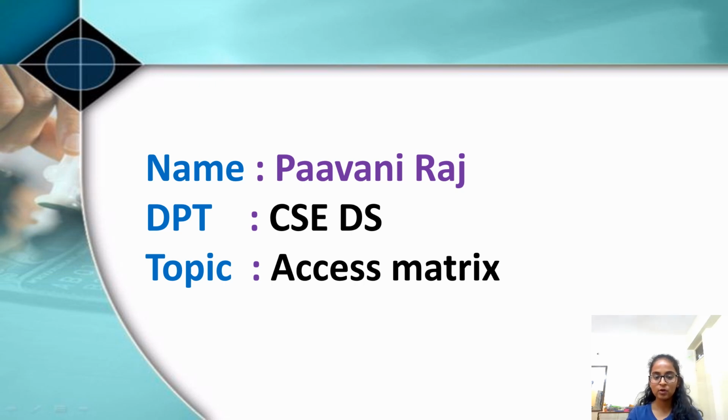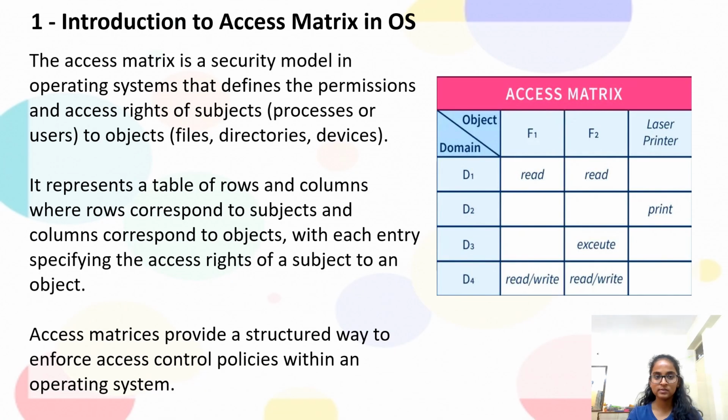So in this section we are going to discuss the access matrix. Introduction to access matrix in OS. The access matrix is a security model in an operating system that defines the permissions and access rights of a subject to objects. It is a table of rows and columns, where rows correspond to subjects and columns correspond to objects, with each entry specifying the access rights of a subject to an object. Access matrix provides a structured way to enforce access control policies within an operating system.